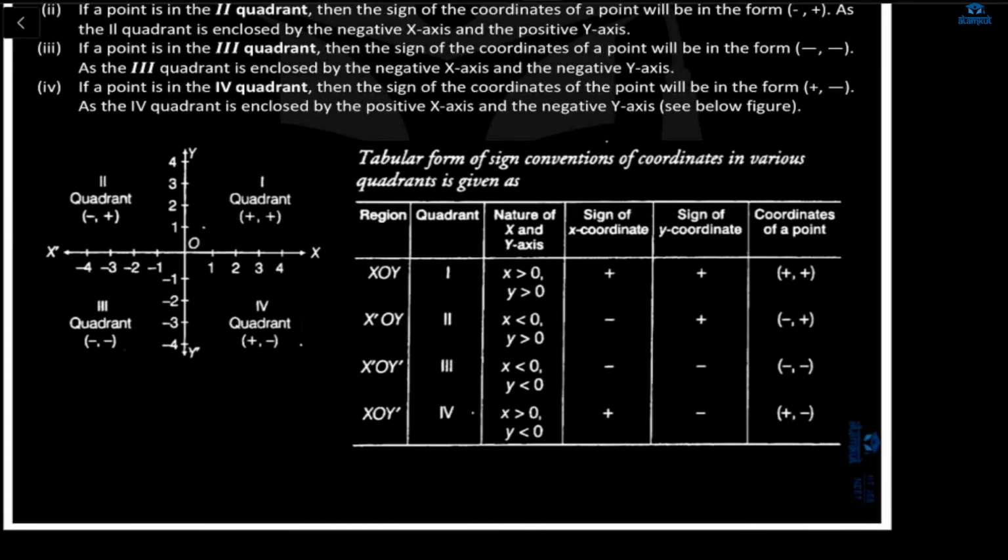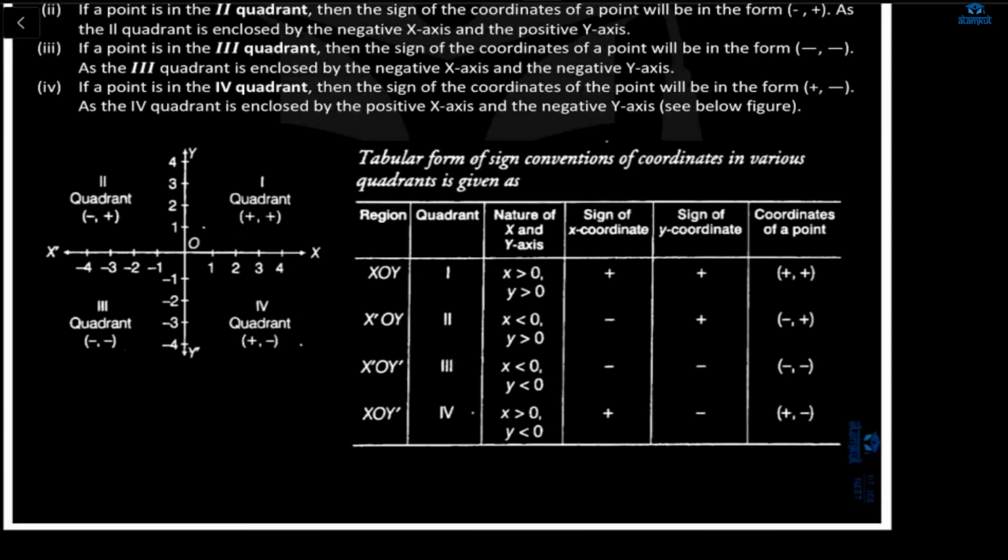Okay, now the second quadrant is x dash oy. That is, x is less than 0 and y is greater than 0. So the sign of the x coordinate becomes negative and the sign of the y coordinate becomes positive. So minus plus. For the third quadrant, x dash oy dash, x is less than 0 and y is also less than 0. So here both the coordinate signs are negative, meaning minus minus.